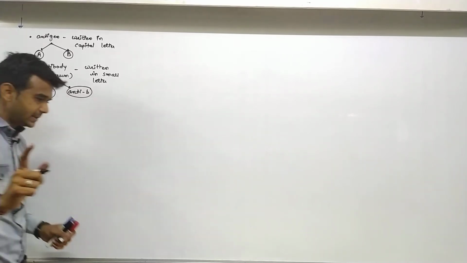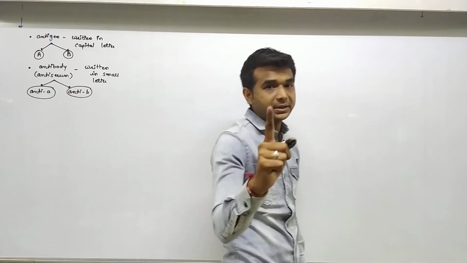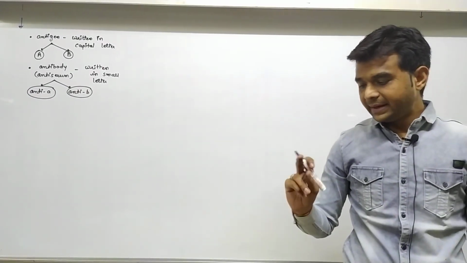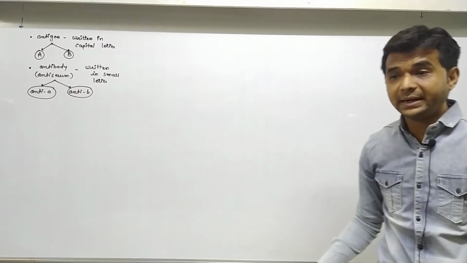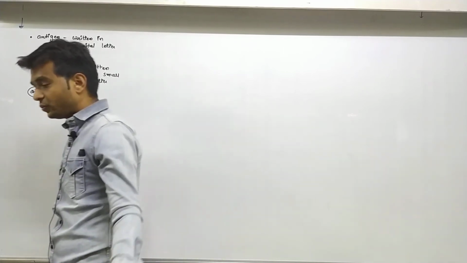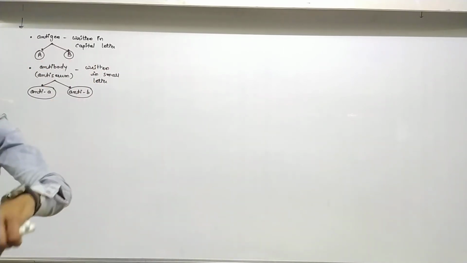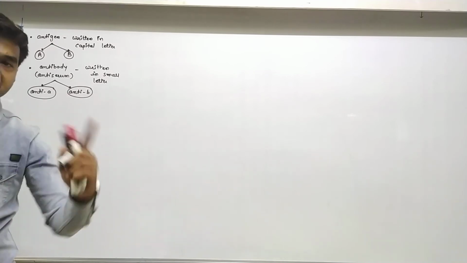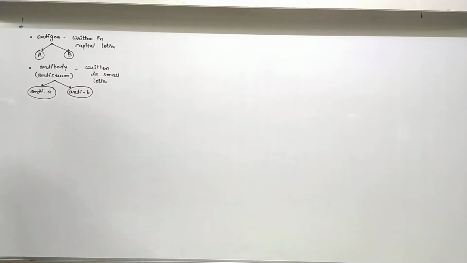Again, antigen is written in capital letters. This is the fixed rule. Antigen is written in capital letters and antibody can be written in small letters. So antigens are of two types, antigen A and antigen B. And antibodies are of two types, antibody A and antibody B. Now, I will draw the table.